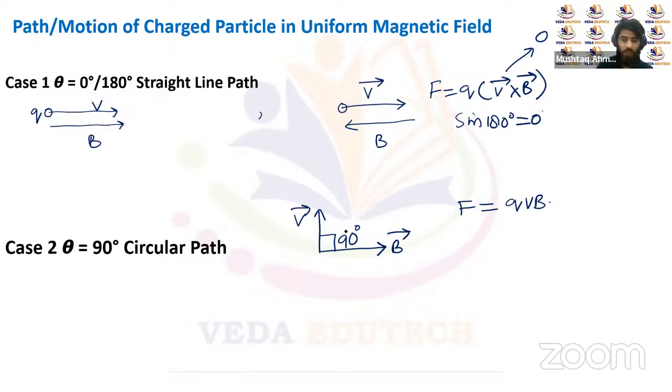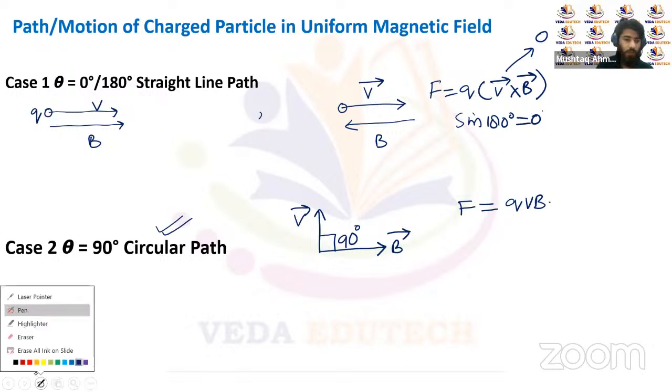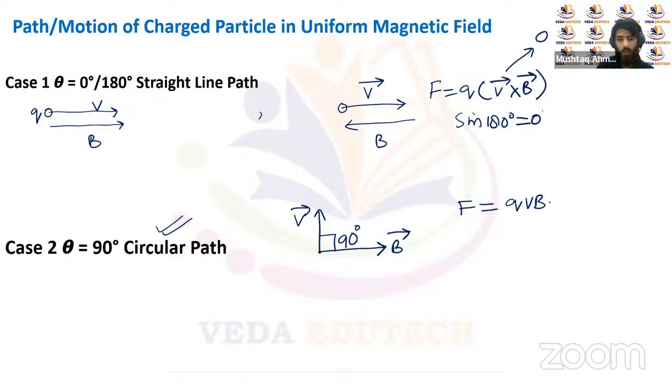You can see that the velocity vector and the force vector are perpendicular to each other. Then the path of this particle will be a circular path. It means that this particle will follow a circular path here, so it will move along a circular trajectory.